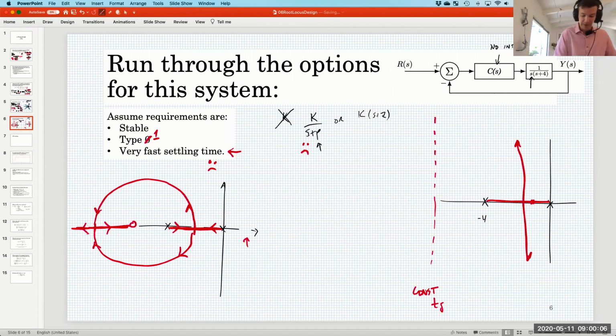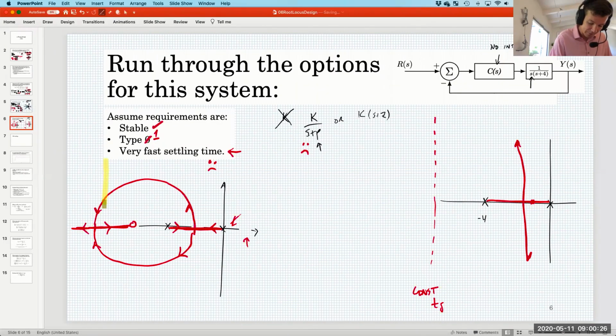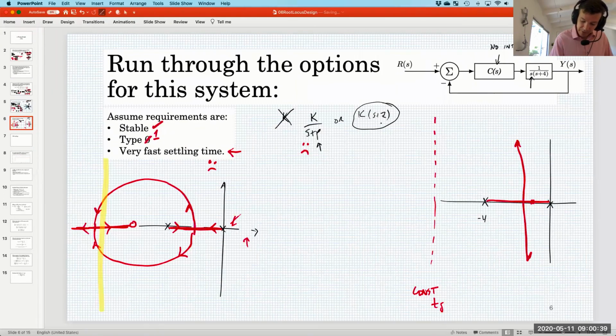Now, does this meet our requirements? Yes, it's type 1. Yes, it's stable. And we can put this zero as far to the left as we want. Technically, we had no manufacturability requirements. And that means that if I place a line of constant settling time out here, then I'm always guaranteed to be able to cross it arbitrarily far to the left. So I think that we have a winner, winner, chicken dinner. This is what we want, where the zero should be large.